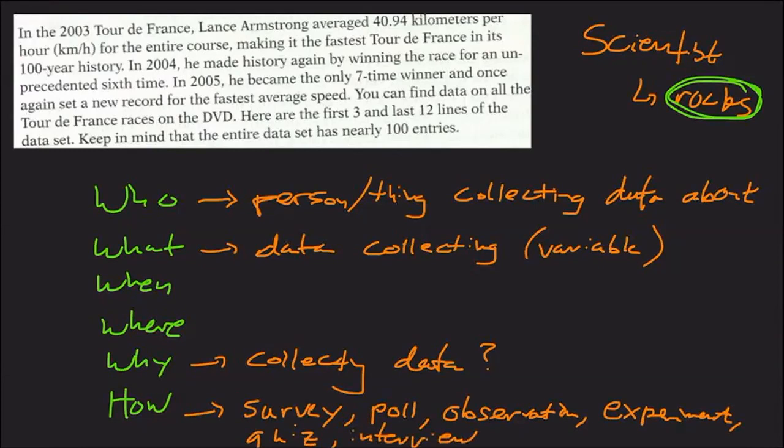So pause for a moment if you want to write any of this down. I would write at least the who and what. Who, again, is the person or thing you're collecting data about, and what is the actual data you're collecting? What are the different things you're writing down about your who?